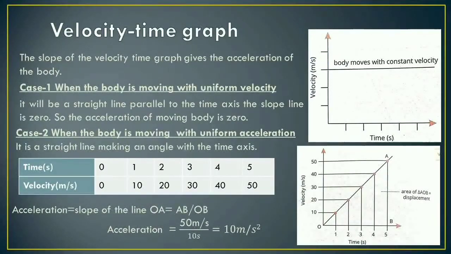To find the acceleration, we have to find the slope, that is OA. As we know, acceleration is the change in velocity, and the formula to find the acceleration is final velocity minus initial velocity upon time. So here final velocity will be 50 and the initial velocity will be 0, and time is 5 minus 0. In that way we can find the acceleration by this graph, and it will be 10 meter per second square. So in that way we can find the acceleration by the different graphs.